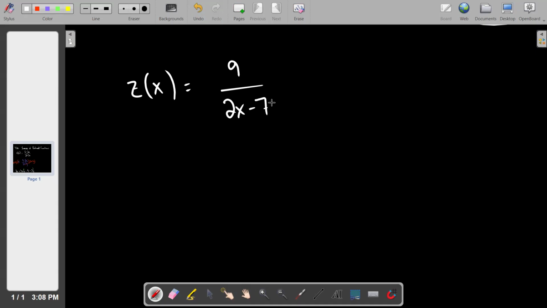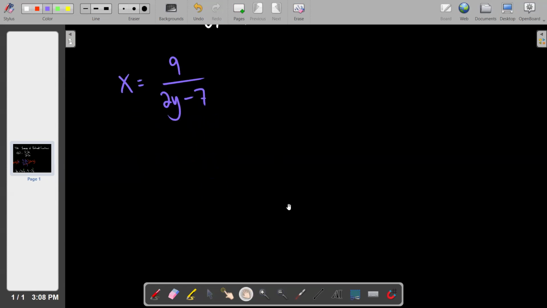Full disclosure, I didn't actually work these out. I just kind of concocted them onto a note card. So I don't know if anything new and meaty is going to happen here or not, but let's go ahead and do the old switcherooski. So we're going to have x equals 9 over 2y minus 7. Next step.